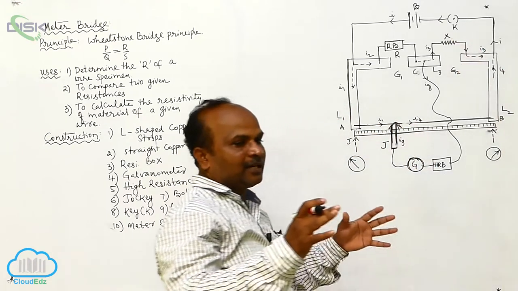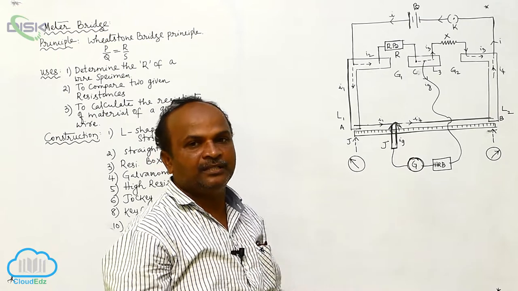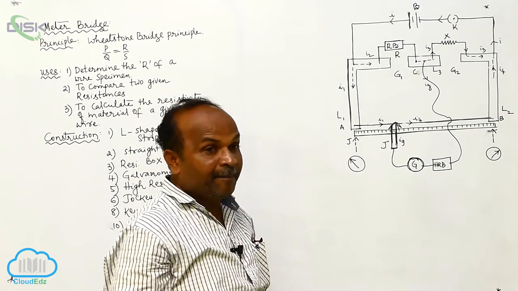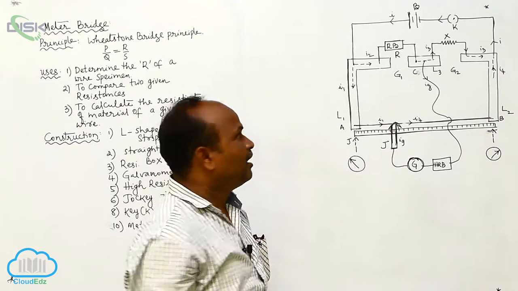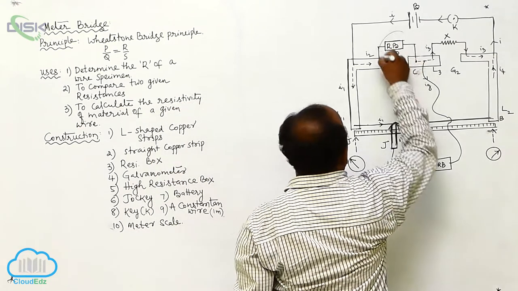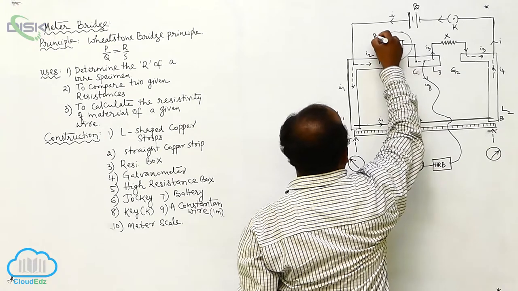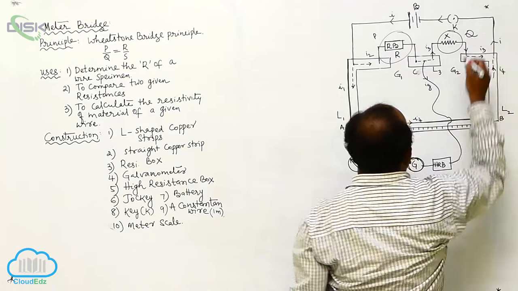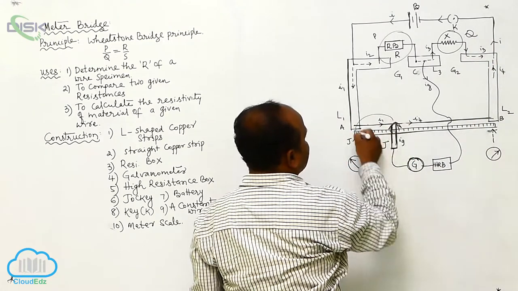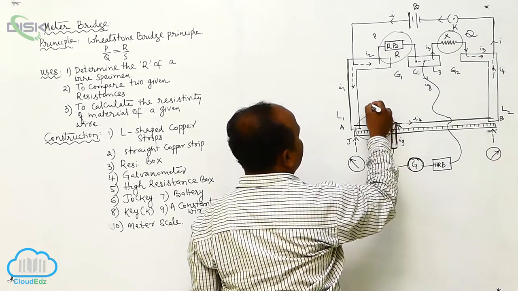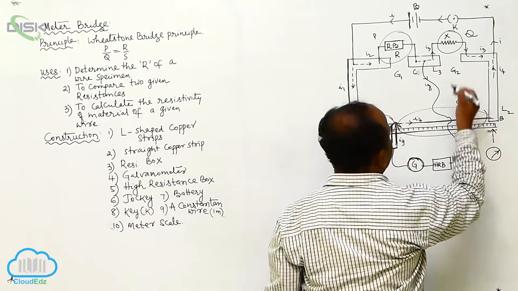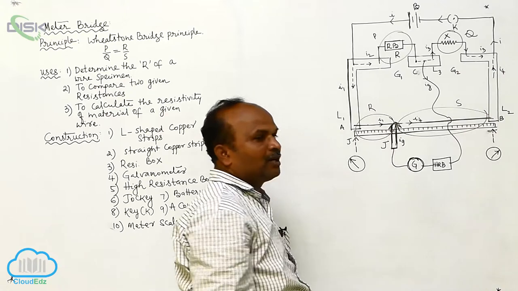Therefore, here the current distribution is similar to the Wheatstone bridge. In the Wheatstone bridge, P and Q are resistances. Now this is similar to the P, this is similar to the Q, this is similar to the R, and this is similar to the S. Now how to do it?